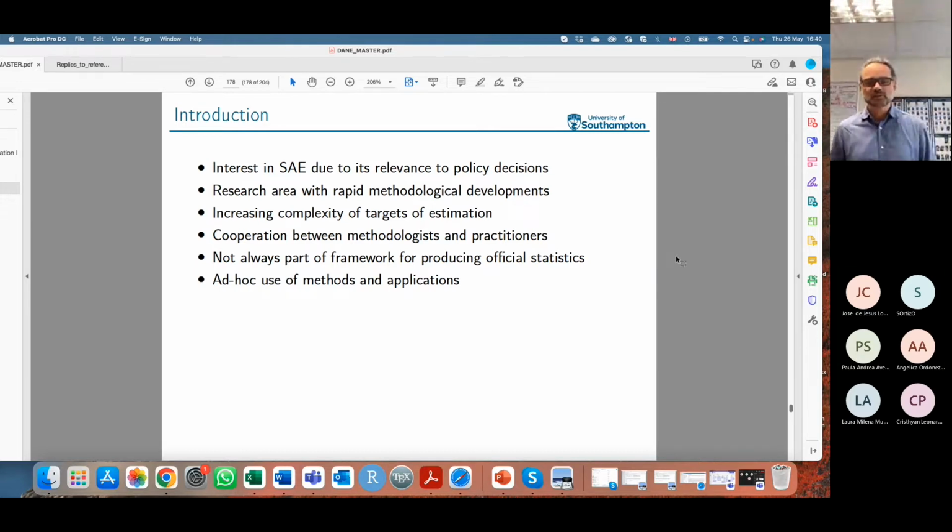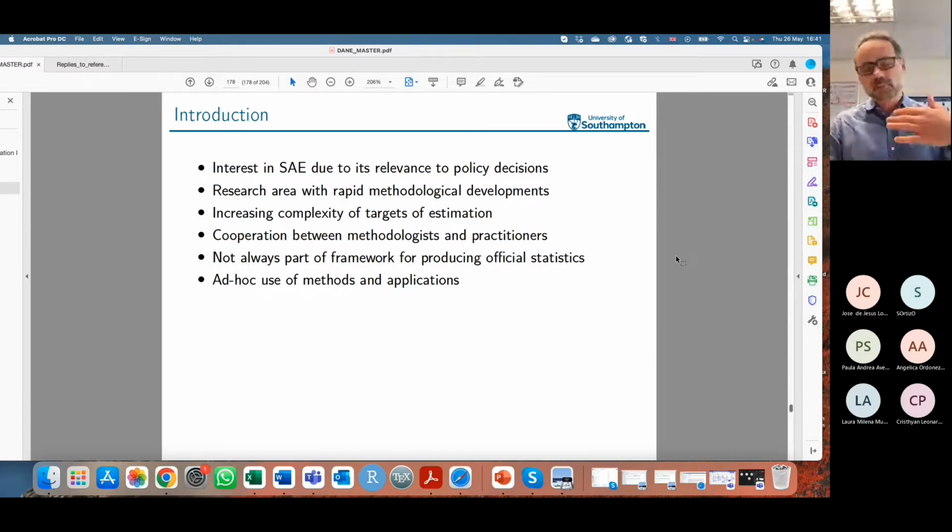What happens sometimes is that the framework for implementing the methods is not always clear. In some cases, we have come across examples where we have ad hoc use of methods and applications. Someone comes and says, "Oh, I want to have poverty estimates of unemployment. Can you do something about it?" Or "I want to have poverty estimates of income. Can you do something about it?" So in some cases, there seems to be ad hoc implementation of methods, rather than thinking that this can be formulated into a common framework of producing small area statistics.